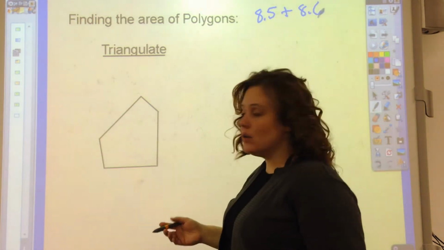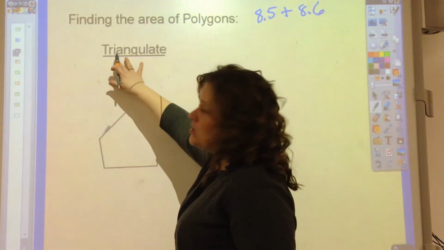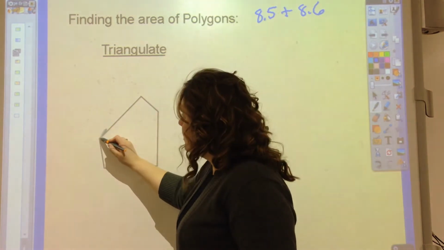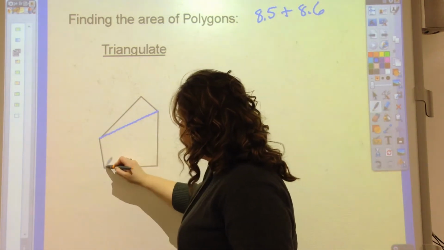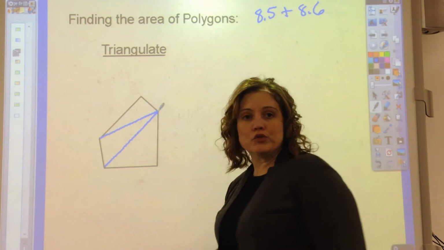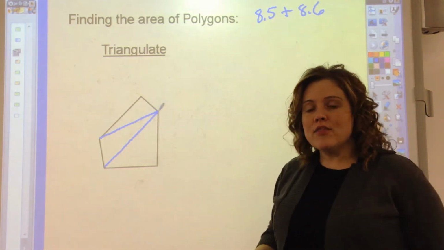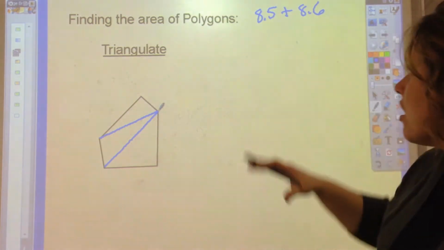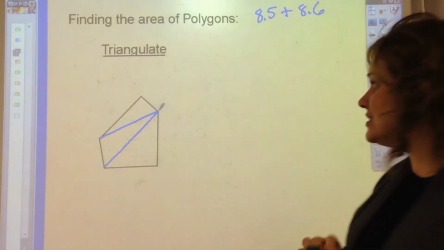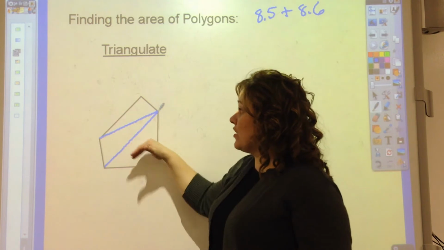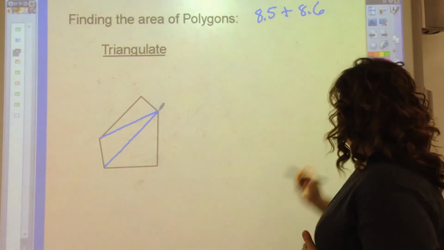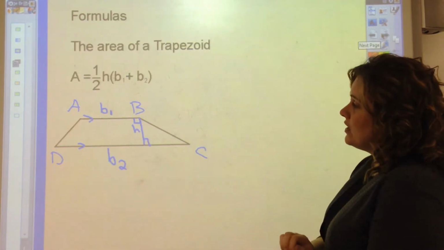First of all, with any polygon, we can triangulate it. And that means that I can separate it into multiple triangles. You can see I have a triangle here, here, and here. And the way we come up with the formulas for our areas of polygons is oftentimes through finding the areas of our triangles. And I'll show you that here in just a minute.